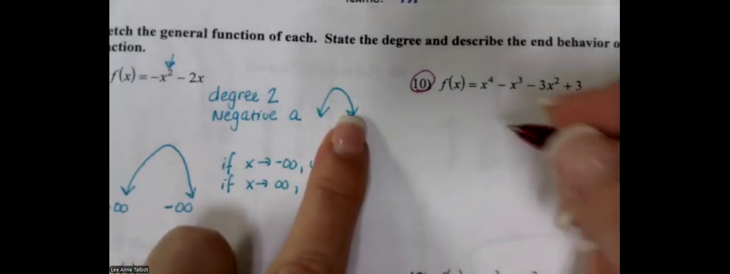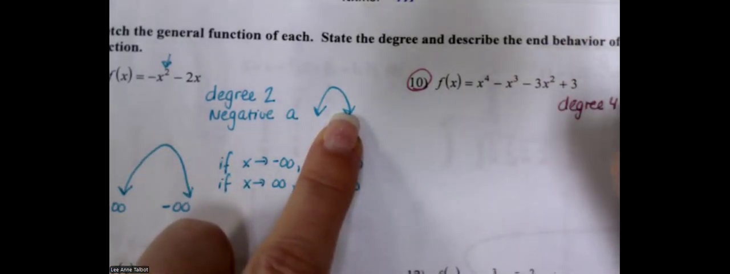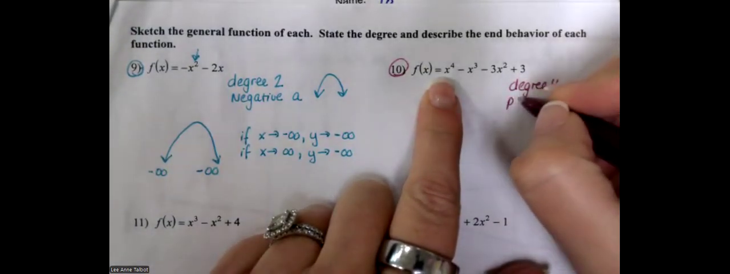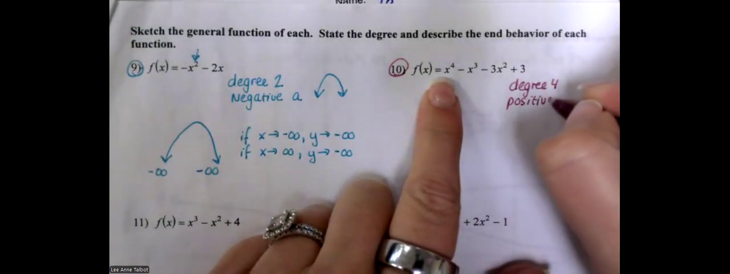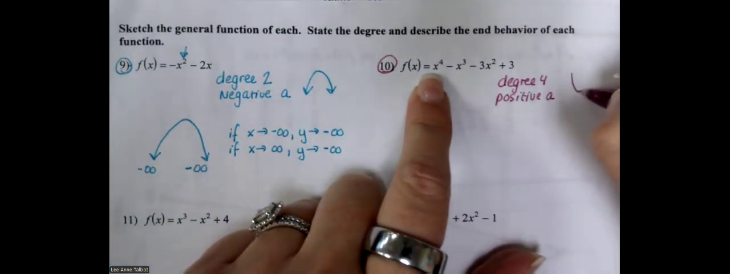Let's start with number 10. Oh, look, there's drawing on this one. Okay, so degree 4, positive a value.